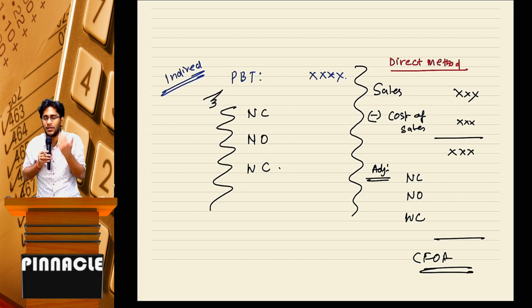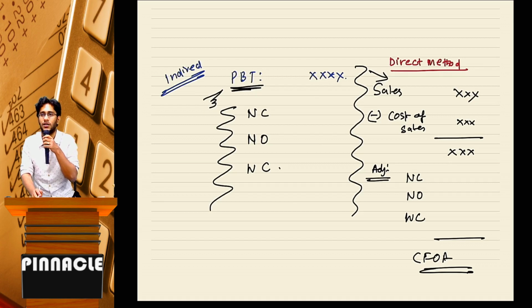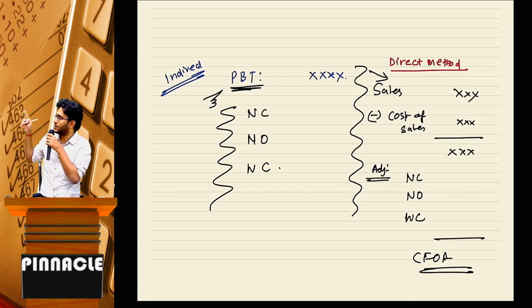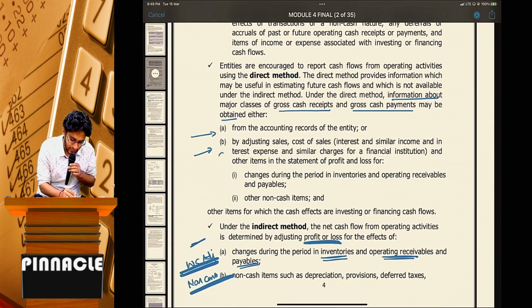Sir, this and this both are same. No sir, not same. Here your starting point is bottom line called profit. Here your starting point is top line called sales. How can it be same? It cannot be same. But our sales are non-cash items, cost of sales are non-cash items. Again these 3 adjustments have to be done here also, sir: non-cash, non-operating and working capital items. So this is another presentation which is allowed now.